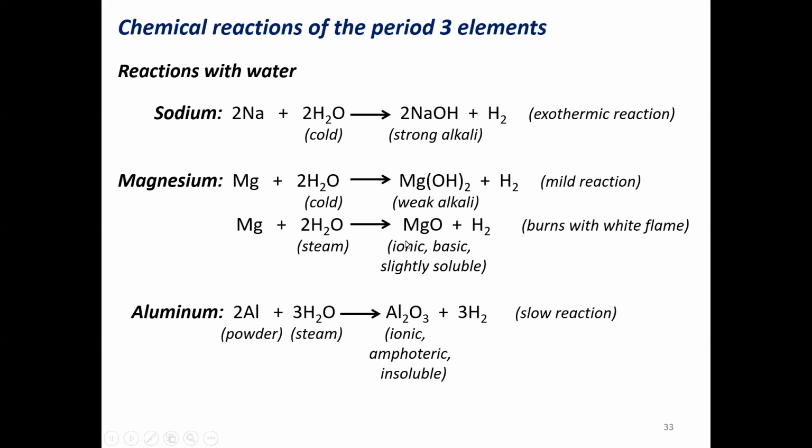So magnesium oxide is ionic. Of course, we know magnesium with oxygen is ionic. The bond is ionic because of the difference in electronegativity. And it's basic and slightly soluble in water. That is for magnesium. Please note the difference in the reaction with water and steam, and the difference in the kind of compounds that are formed.